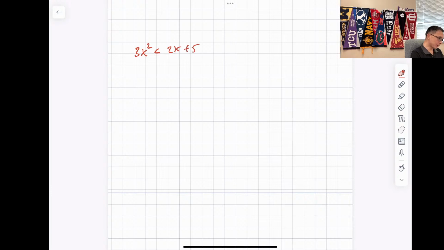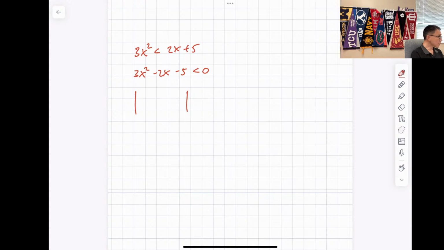Okay, so this is just a quadratic inequality. If you have anything like quadratic, this is known as quadratic inequality, so it'll be 3x squared minus 2x minus 5 less than 0. So make sure you set the equation less than 0 or greater than 0. Make sure they are equal or greater or less than 0.